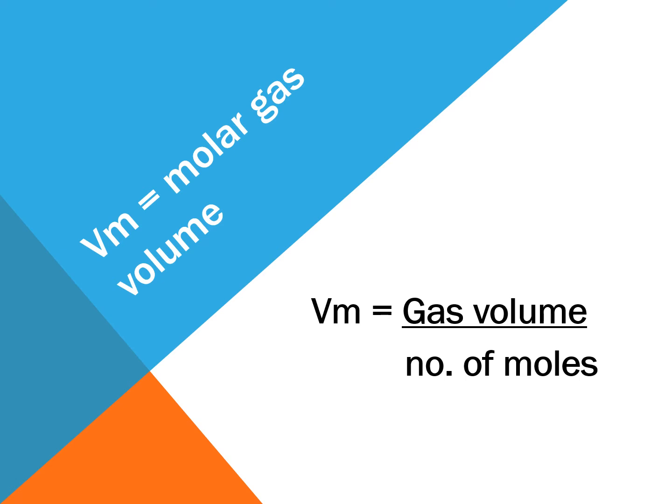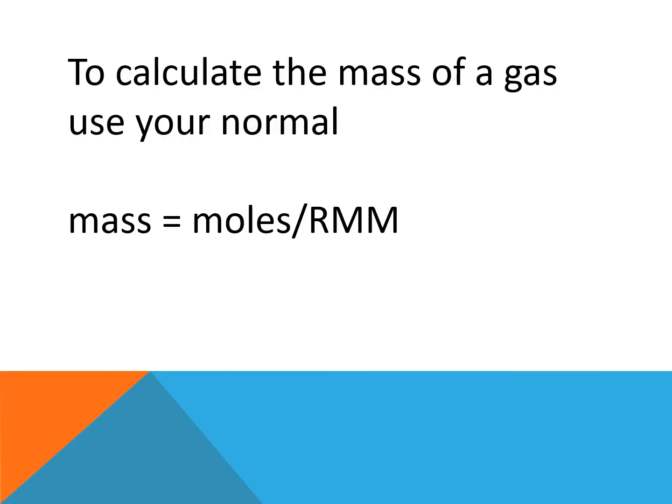Now, if you're asked what is the molar gas volume at standard room conditions, or at 20 degrees and 1 atmosphere, then you would say 24. But say they give you different conditions, this is the equation you would use to work that out. Of course, if you were simply asked to calculate the mass of a gas, that's something different. So you would still use mass equals moles multiplied by RMM or MR. That is what you would do for mass.